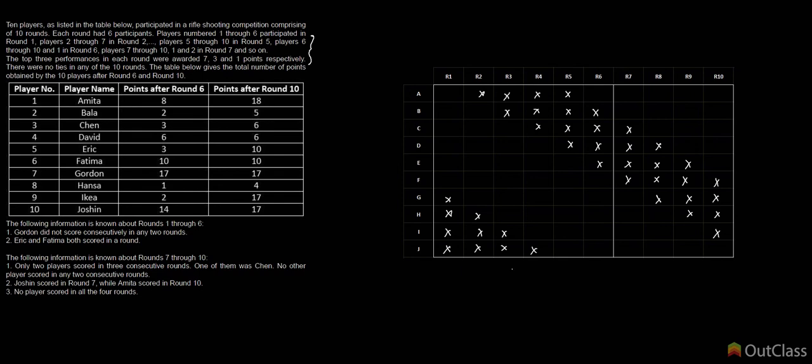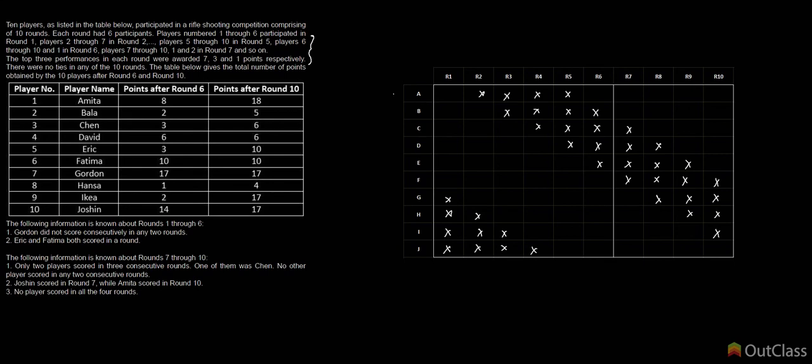So each column has 6 people, 6 cells that are not struck out. Those are the 6 people participating in each round. Each person gets to participate in a total of 6 rounds. And that's the basic information. Then you have information for total points after round 6, and then total points after round 10.